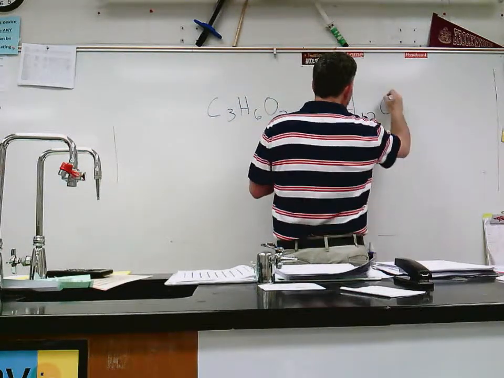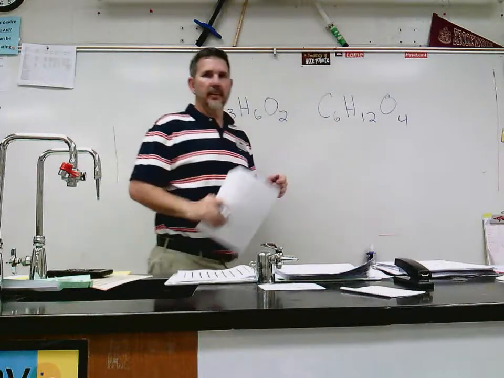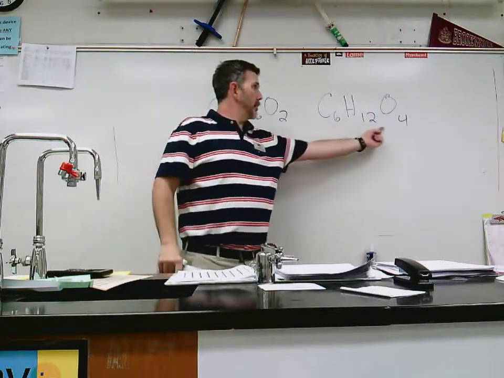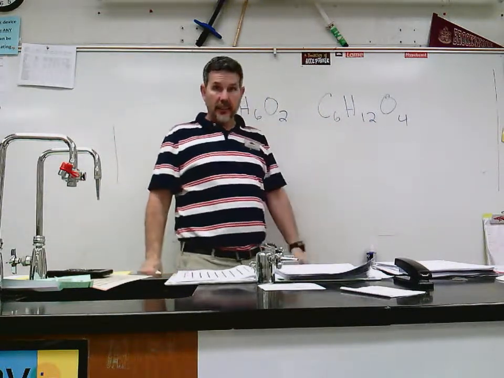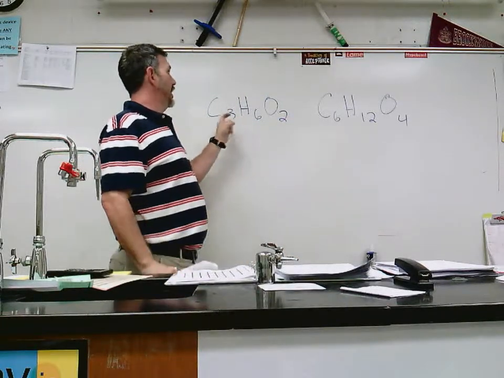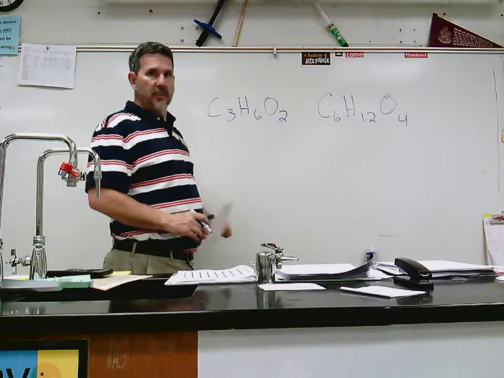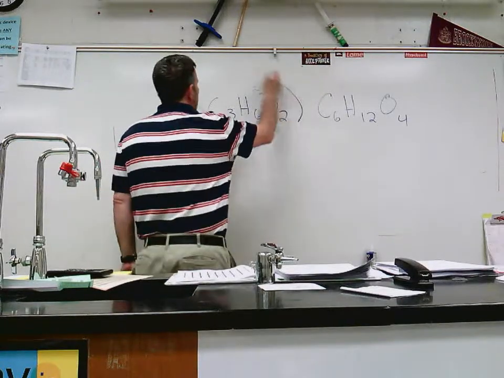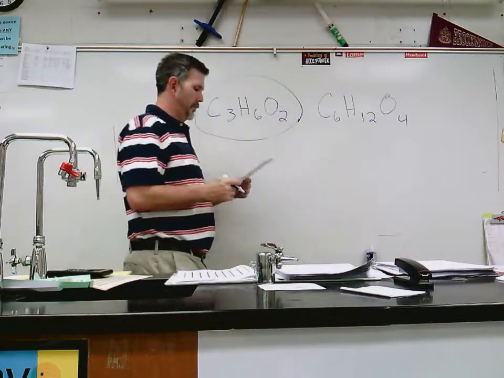So this is what I'm going to tell you to do. The cheat is look for even numbers. If they're all even, then I can factor a 2 out, right? So that is not empirical. This has a 3 and a 6 and a 2. There is no common factor, so this is my empirical formula.